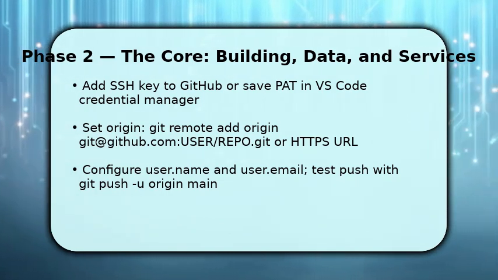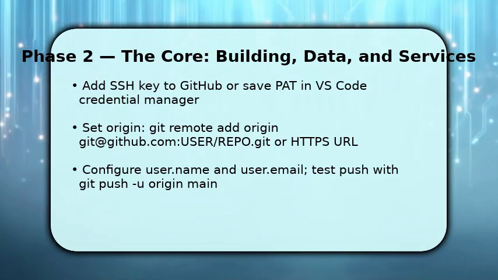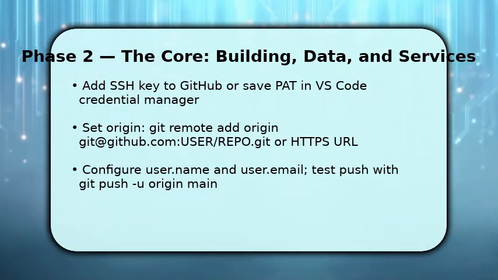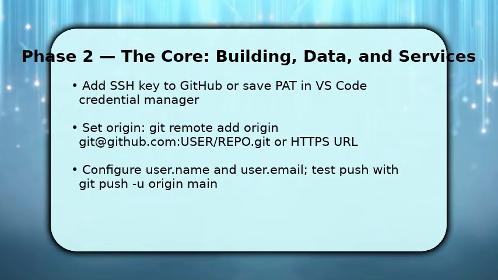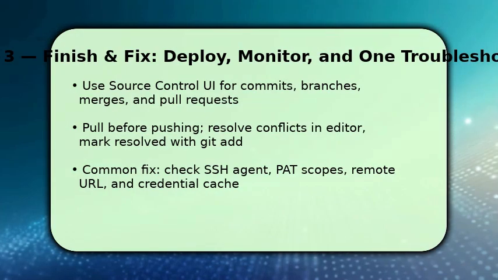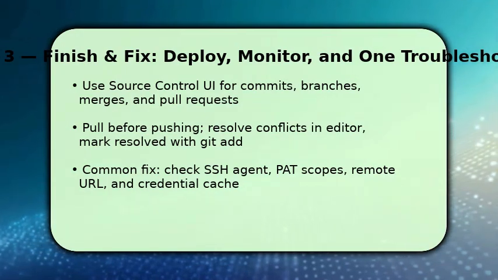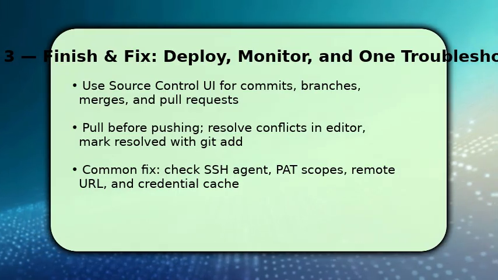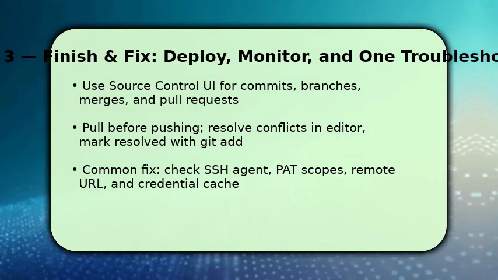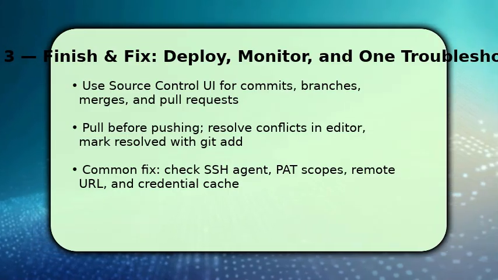Once done, stage and commit a small change, then push with git push -u origin main to establish tracking. Finish by using VS Code's source control UI to create branches, open pull requests, and review diffs. Always pull before pushing to reduce conflicts. When conflicts occur, open both versions in the editor and accept or combine changes, then git add and commit.